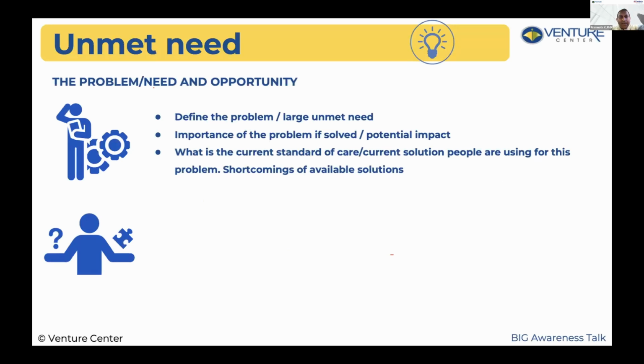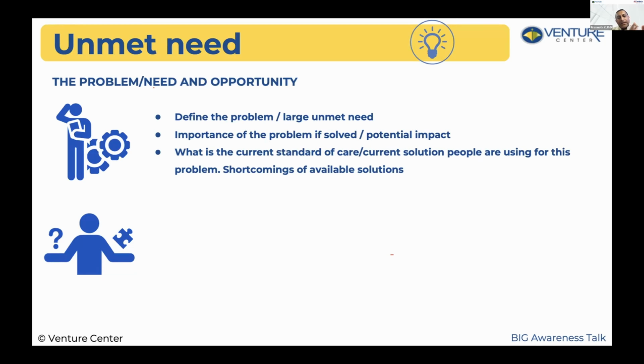So as far as the unmet need goes, define the problem, the large unmet need. Talk about the importance of the problem. And what is the current standard of care, the current solution people are using, and what are the shortcomings? We often find that there are people who will describe the larger problem, but not go deep enough to understand what is already there.